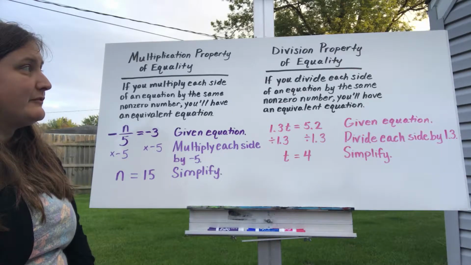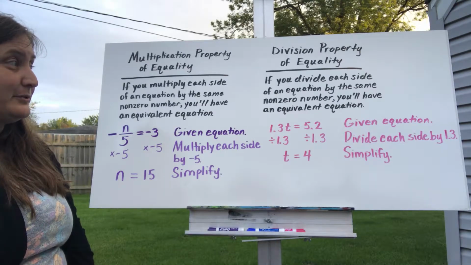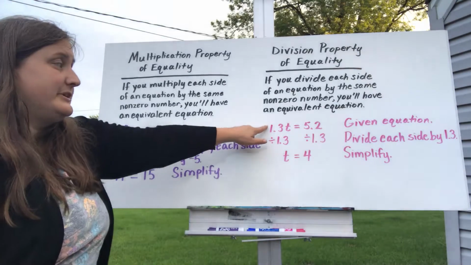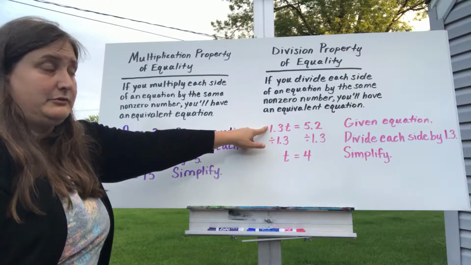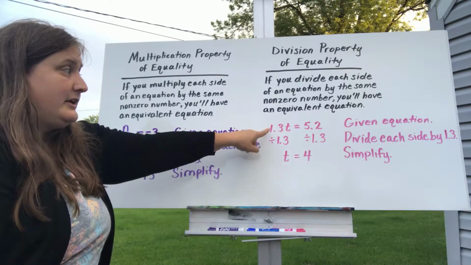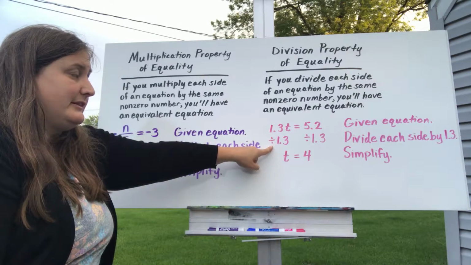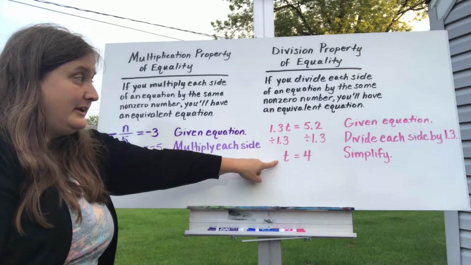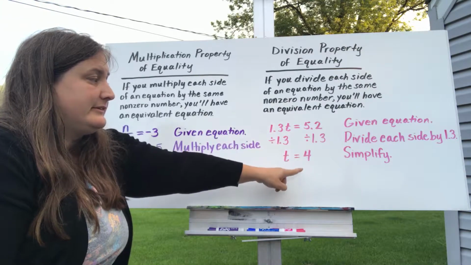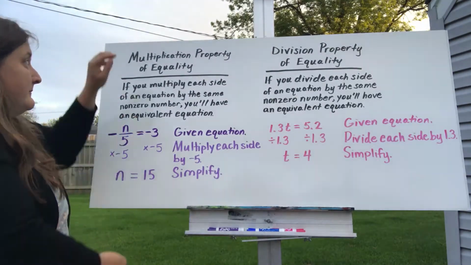The division property of equality says if you divide each side of an equation by the same non-zero number, you'll have an equivalent equation. So in this case, the given equation is 1 and 3/10 t equals 5 and 2/10. So if I divide both sides by 1 and 3/10, here multiplying by 1 and 3/10 and dividing by 1 and 3/10 leaves you with 1t or t. And over here, 5 and 2/10 divided by 1 and 3/10 is 4. So for my final simplified answer, t equals 4.